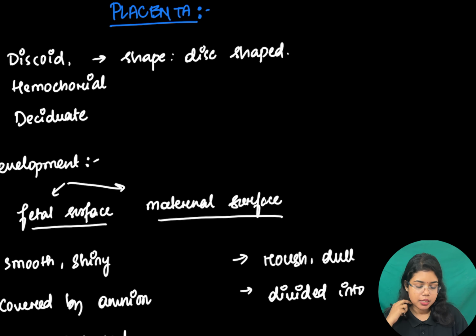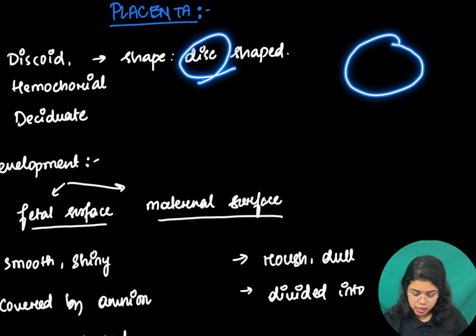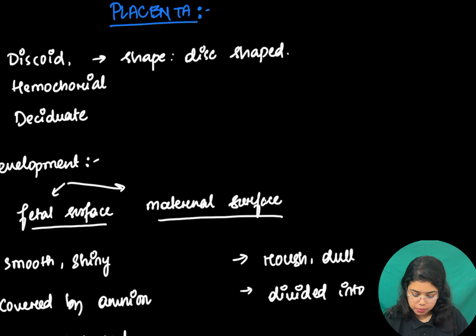So what is placenta? It is a discoid, hemochorial and deciduate type. What is discoid? Discoid means we are talking about the shape of the placenta. So the shape of the placenta is discoid or disc shape, and hemochorial means we have the maternal blood flowing through the placenta. And what about deciduate? Deciduate means it sheds after delivery of the fetus or the baby.